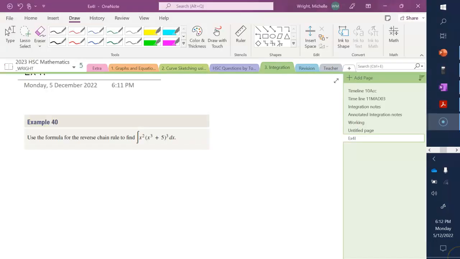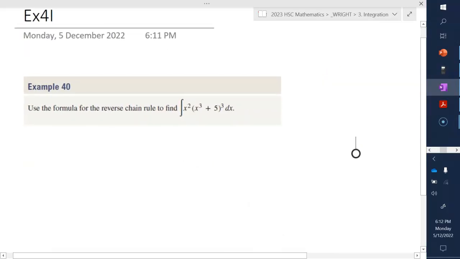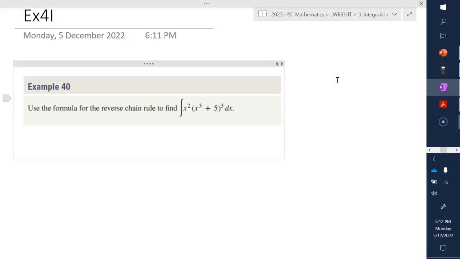So I'm back in the OneNote under integration now. There's a tab called exercise 4i, and I would like to have a look at a question in there, and I'd like you to have a go at this one as well. Just because I don't think we're ready for the reverse chain rule yet, we need to do a little bit more practice. So use the formula for the reverse chain rule to find the integral of x squared times x cubed plus 5 to the power of 3 dx.